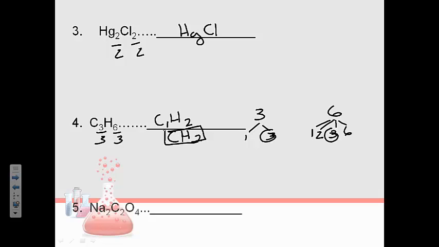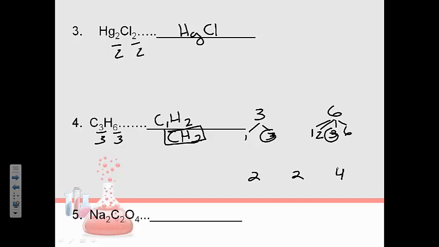Okay, let's look at number 5. Na2, ooh, we've got 3 of them here. So since we've got 3 subscripts, we actually need to do a factor tree for all 3 of these. So let's write them out: 2, 2, and 4. Well, this is pretty basic.